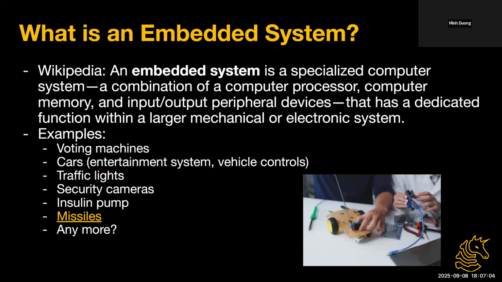So maybe some examples, from various levels of importance as far as the security properties. Voting machines, those are embedded systems, part of a larger system, and the software is very specialized. Cars, there's a lot of embedded systems in that. A lot of the vehicle controls are embedded systems, entertainment system as well. Traffic lights as well. Security cameras, medical devices, really important areas such as an insulin pump. And a lot of military applications like missiles.